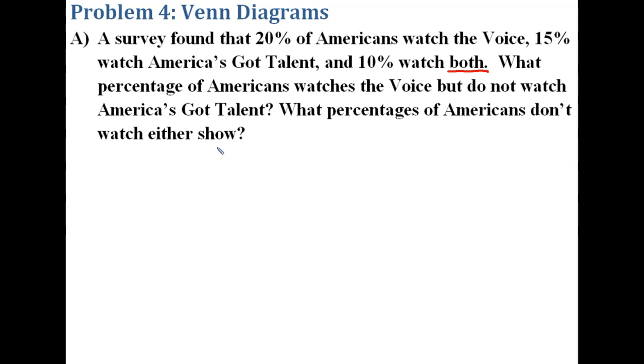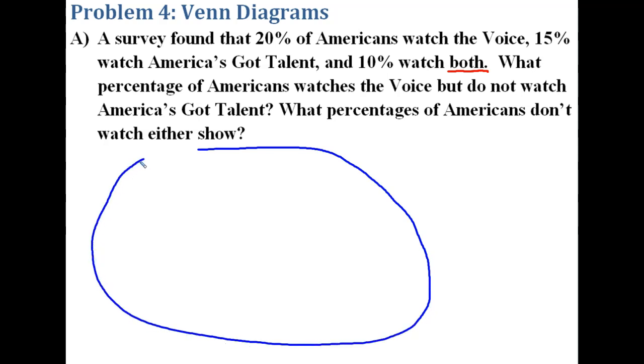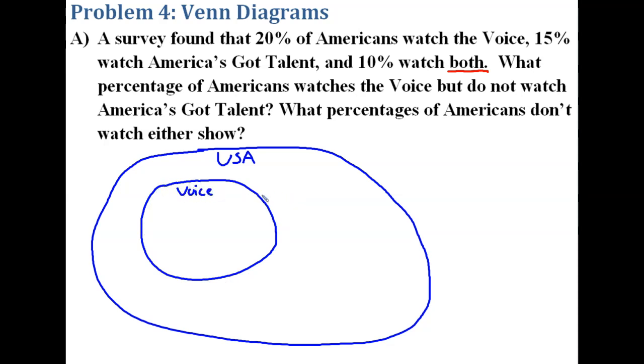Okay, so a Venn diagram is kind of a blob diagram to show relationships. So I'm going to make a big blob here and say that this represents America. Let's say USA here. Now within Americans, there is a chunk of the population that watches The Voice. And there's a chunk of the population that watches America's Got Talent. We'll just say AGT. And I made these two smaller circles overlap because there's a chunk of the population that watches both of them.